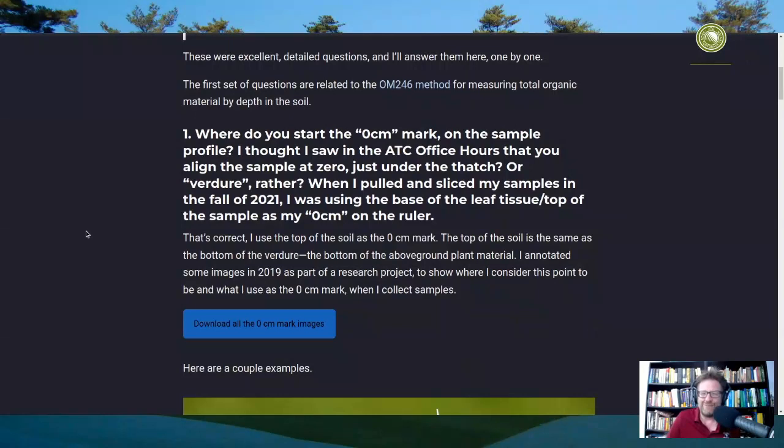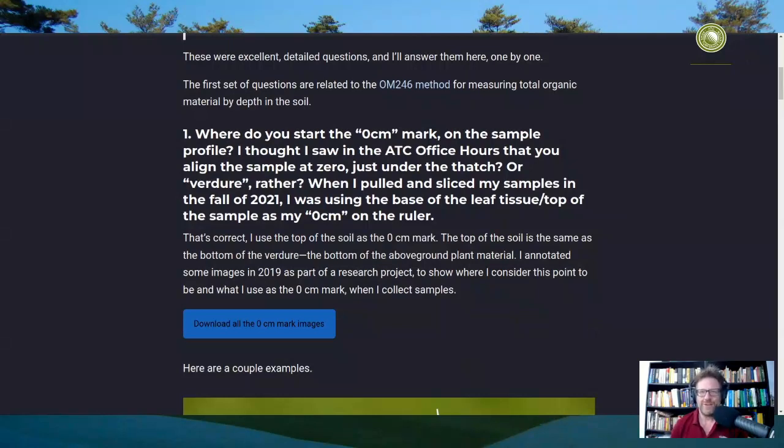I use it by convention because in turfgrass research, if we look at research that other people have done about organic matter, they commonly would use the term verdure to mean the above ground plant material. And so out of habit, I use the same word to mean above ground plant material, but I could just say above ground plant material, which I think would be clearer.